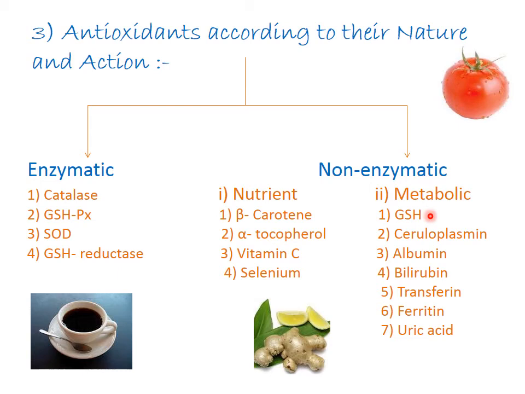So the RBC membrane is very prone to oxygen damage. This glutathione is always in reduced form, which takes H2O2 produced in the RBC membrane and gets oxidized, and this is again reduced by NADPH, which produces the reduced glutathione. In this way it protects the RBC membrane. Then ceruloplasmin, albumin, bilirubin, transferrin, ferritin, uric acid, these are all again metabolic antioxidants.